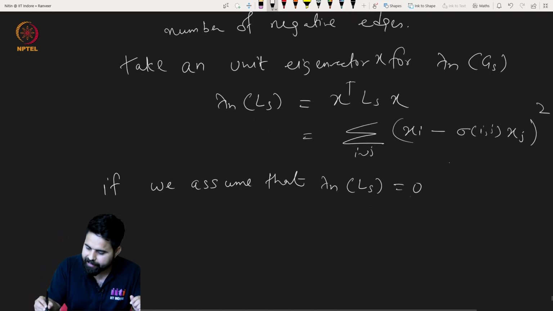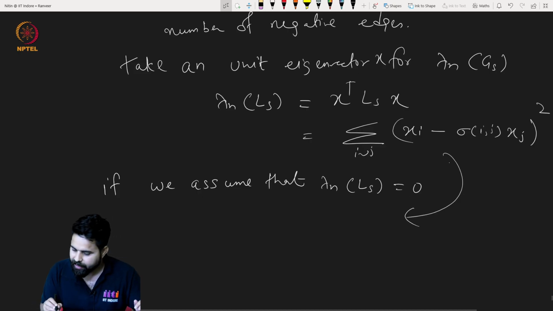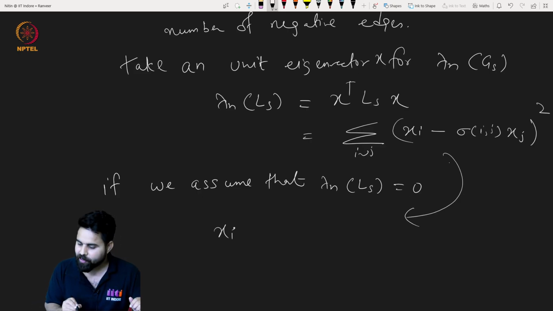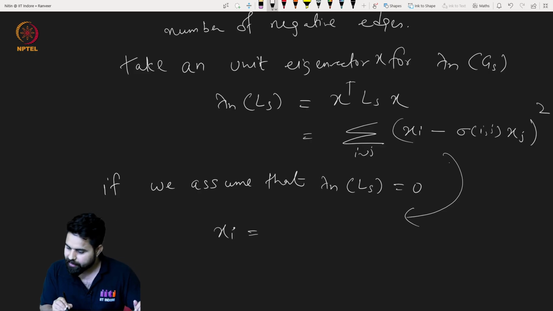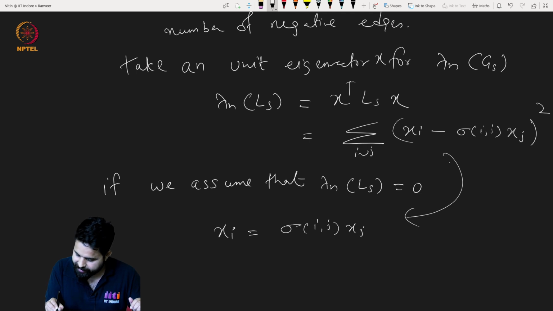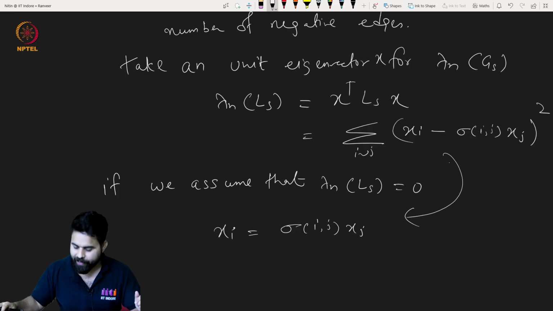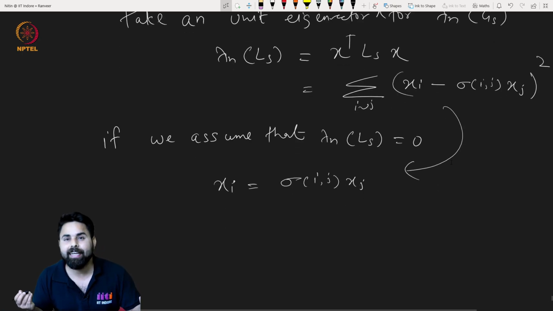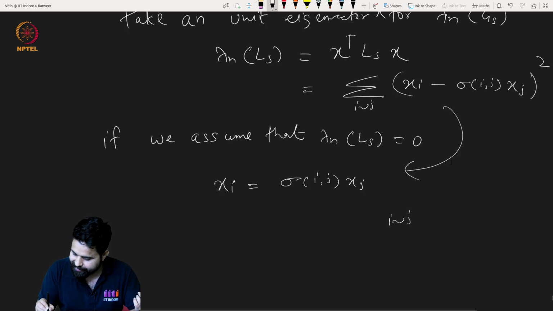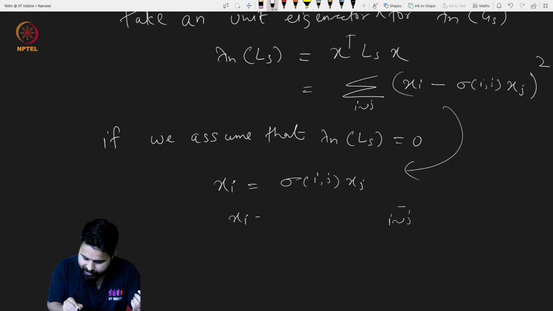If you see, in that case, that means x_i is always equal to sigma over (i, j), and then this, right? Because every term here will be 0. And by the way, whenever the edges are negative, so if i and j are connected by a negative edge, this is nothing but x_i equal to minus x_j, and if i and j are connected by a positive edge, this is x_i equal to plus x_j.